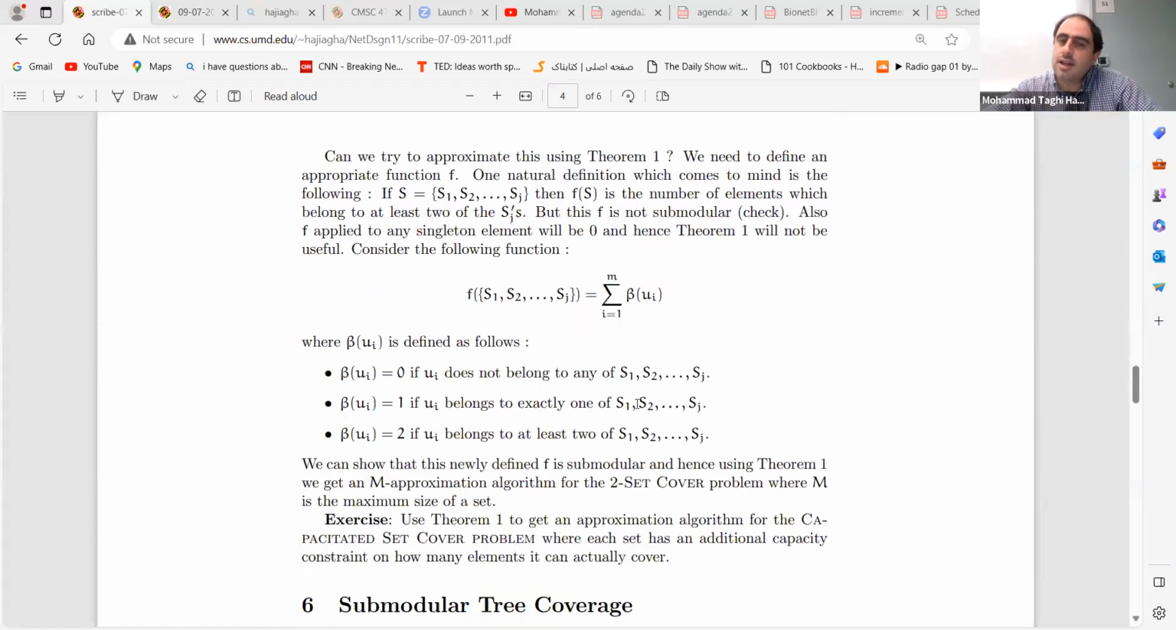In the reduction that we have mentioned, it is the same thing again. You can see what f of S is. F of an individual guy would be the number of elements that it covers. That's what it can add, essentially.